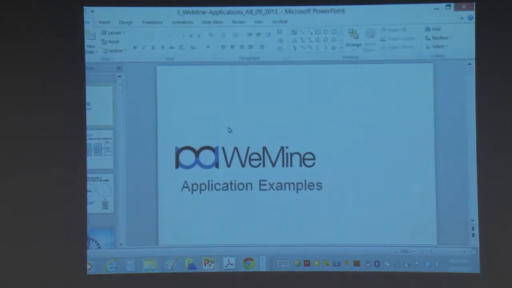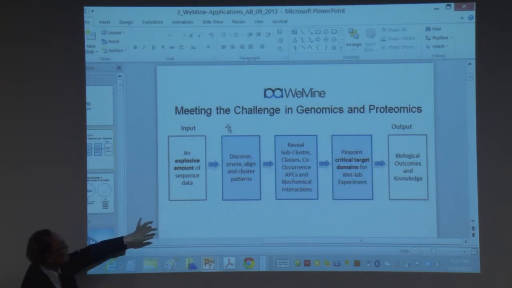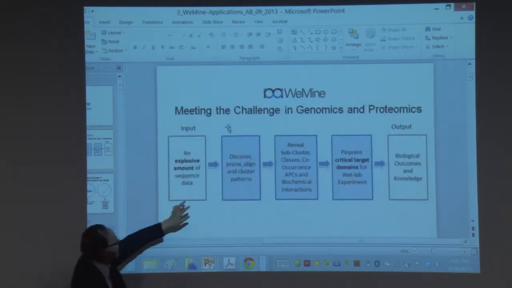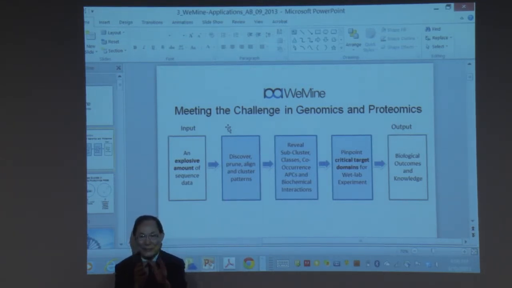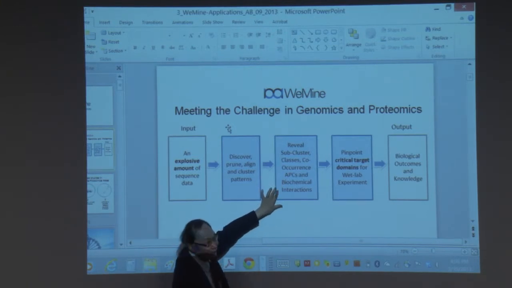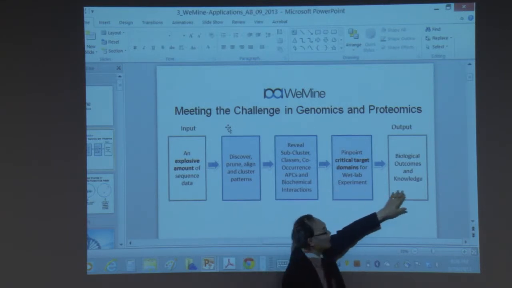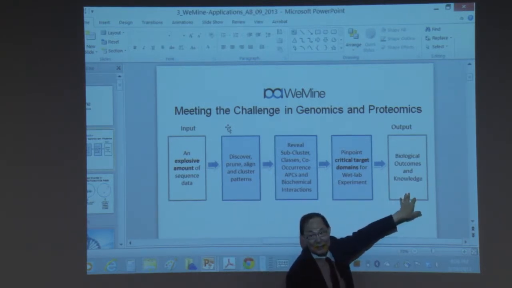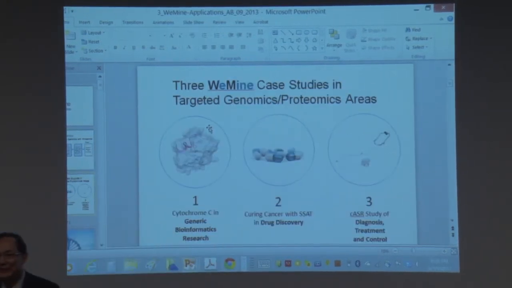Now, application. In the traditional method, we begin with a lot of data. Now, in our method, we discover, prune, align and cluster patterns to bring the similar functional units together. And then we review the subcluster, the class, co-occurrence, and also biochemical interaction. And then we pinpoint the critical target domain for wet lab experiments so that we can pass it on to the biologists to zero in and confirm. So this is a scientific method.